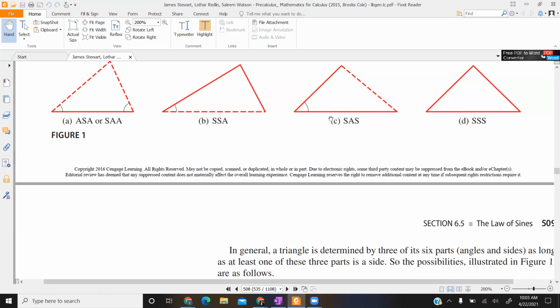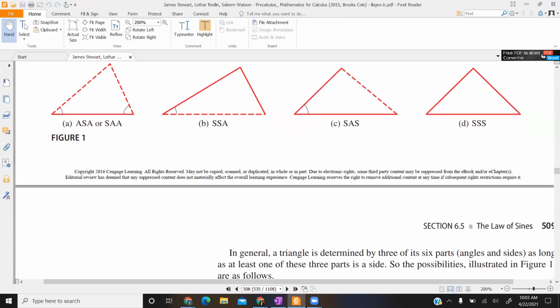angles. The other case is side, angle, side. That's the case where you're given these two sides, their lengths, and then you're given this angle and you need to determine this angle, and this other side. And then finally, there's just side, side, side. You're just given the measures of the sides.